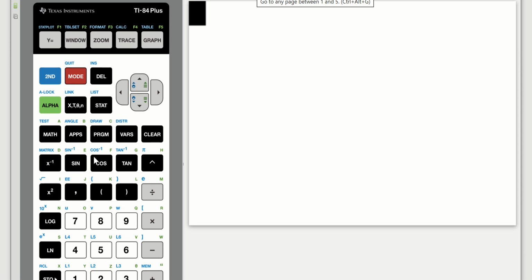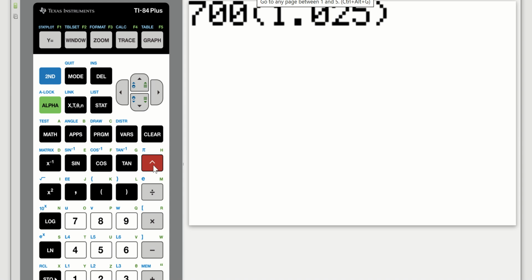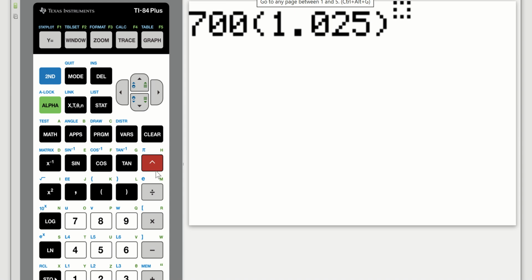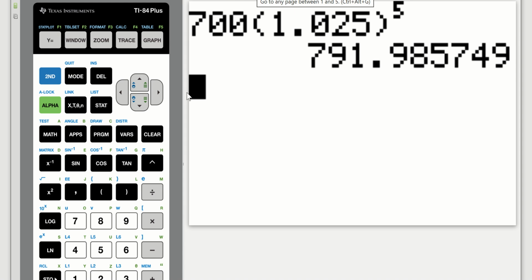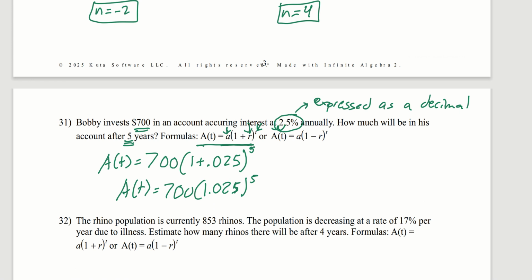Let's see, 700, some of the numbers are going to be off your screen. And then parentheses, 1.025 to the power of 5. So to the power of, make sure you hit that caret, and then 5, and you should get your answer. 791 point, let's call it 99, since we're talking about dollars and cents, we would round off to the second decimal place. So how much is going to be in the account after 5 years? That's going to be $791.99. And that would be our final answer.